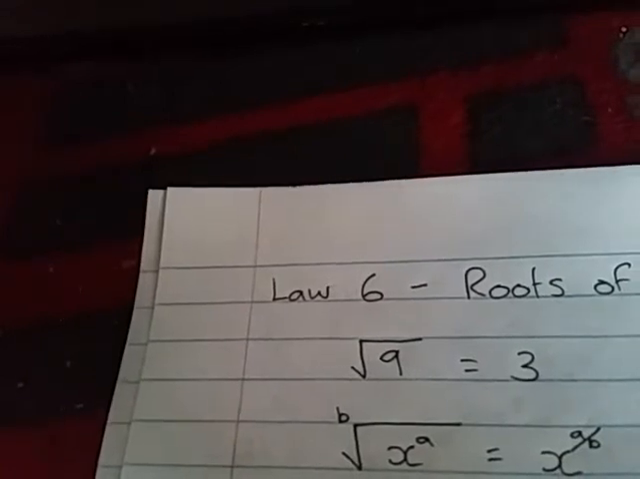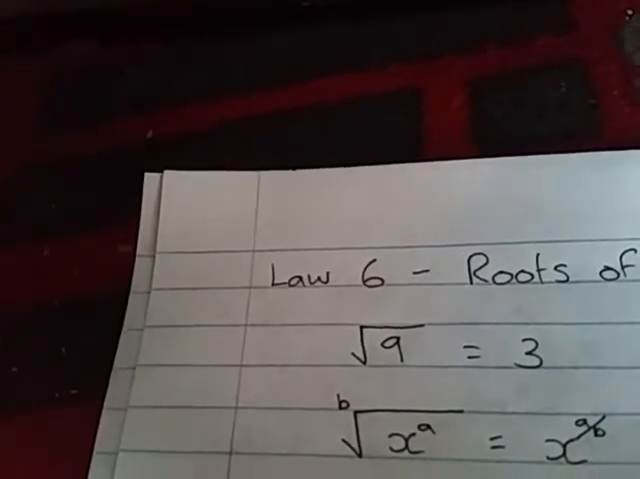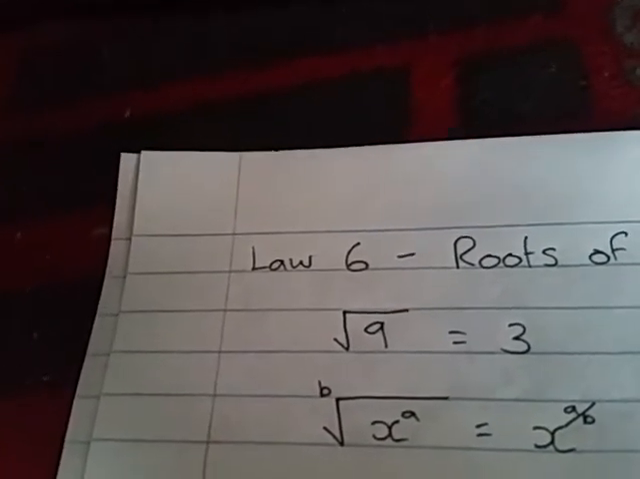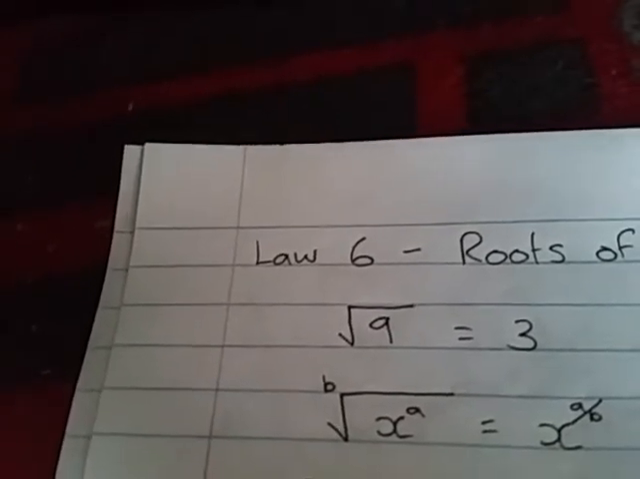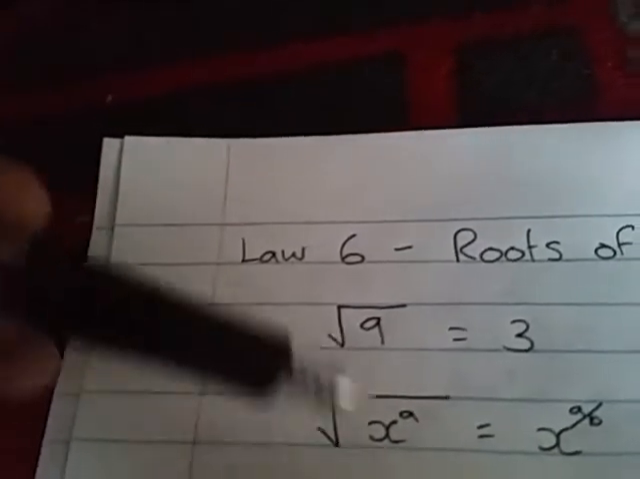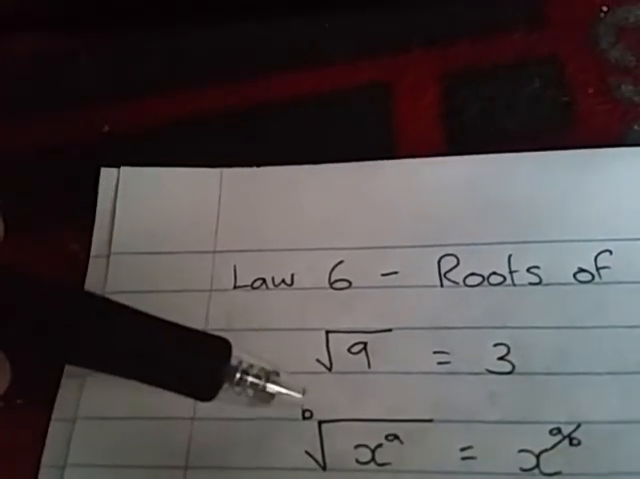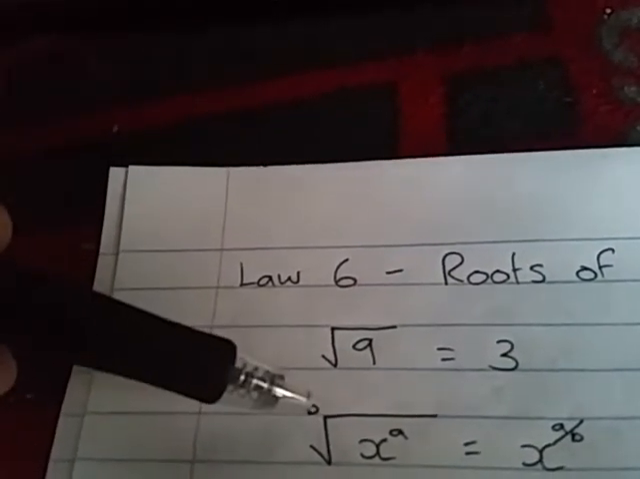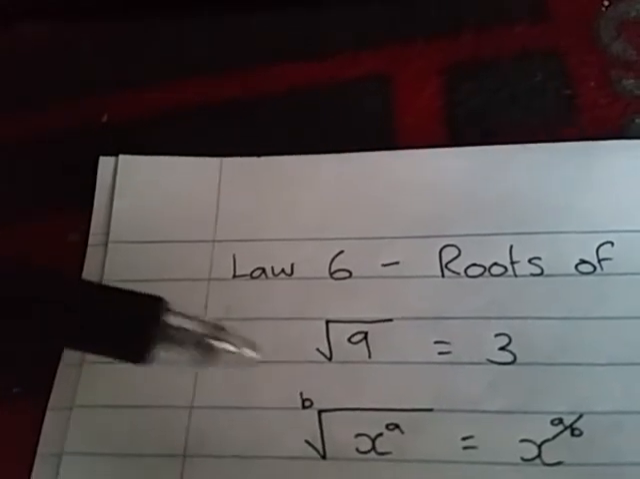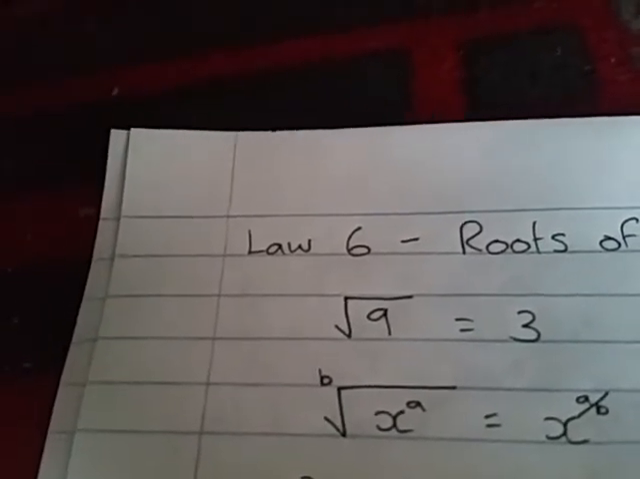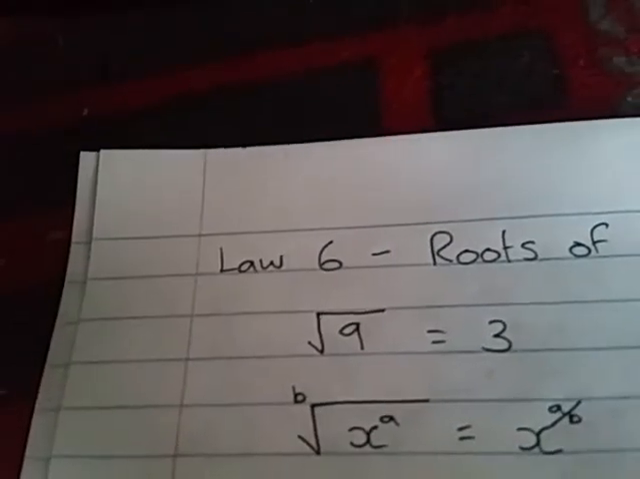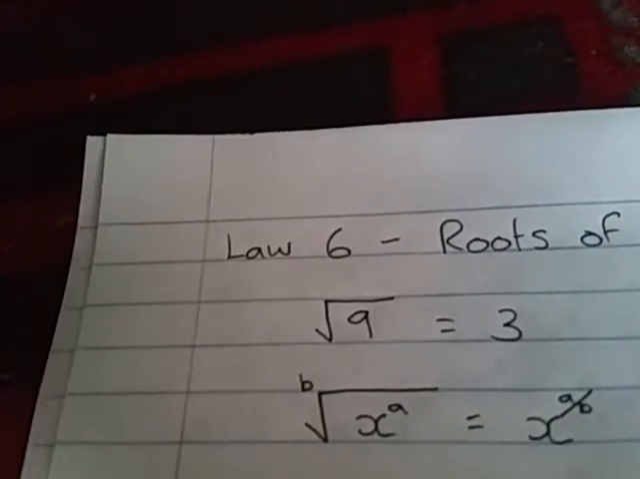Finding the roots is basically the opposite of law 3. So instead of multiplying, what happens here is that you take the exponent and you divide it by the degree of the root. So the bth root of x to the a is equal to x to the a over b.